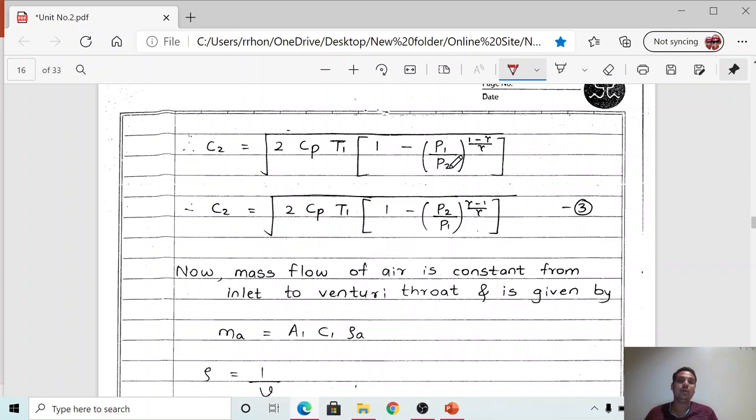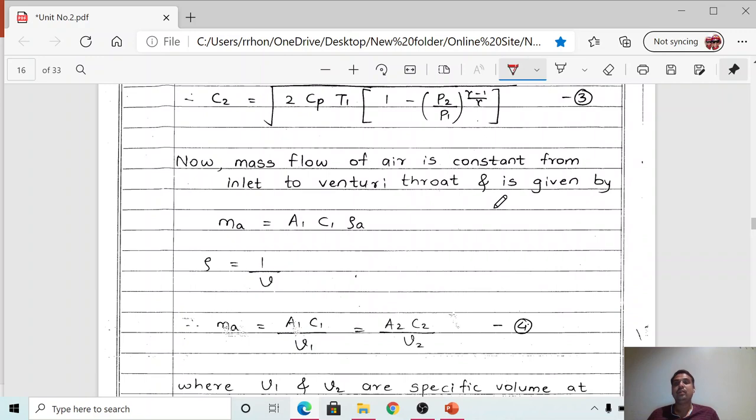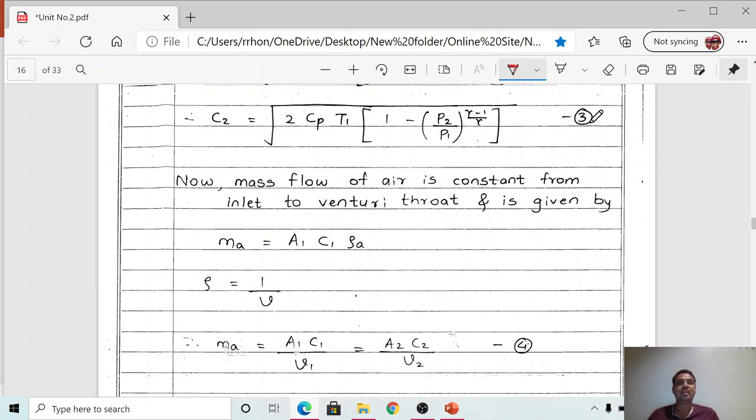Because once we change this denominator term to numerator, we can write P2 by P1, and there is a change in the sign of the power. So the minus gamma will come to the positive gamma, and plus 1 will come to minus 1 divided by gamma. This happens because of changing the term from numerator to denominator, so please understand this change. That's why we have to make this particular change: P1 by P2 raised to 1 minus gamma by gamma changes to P2 by P1 raised to gamma minus 1 by gamma, as per the standard equation form. So the next step gives equation number 3.